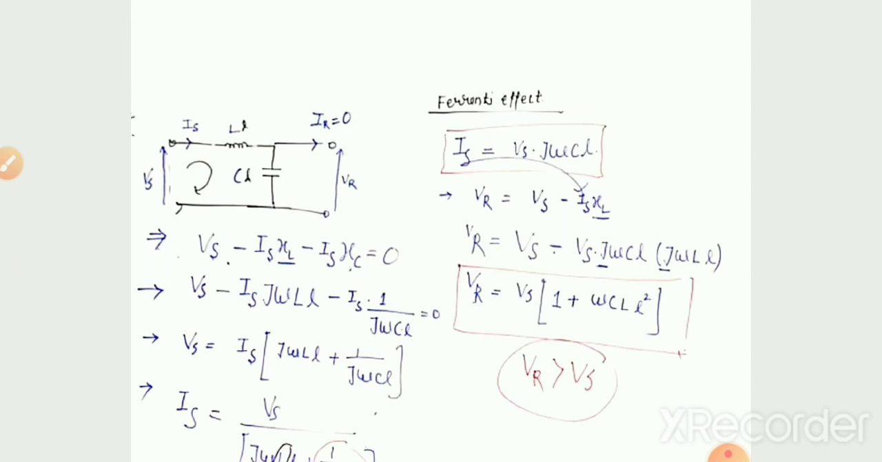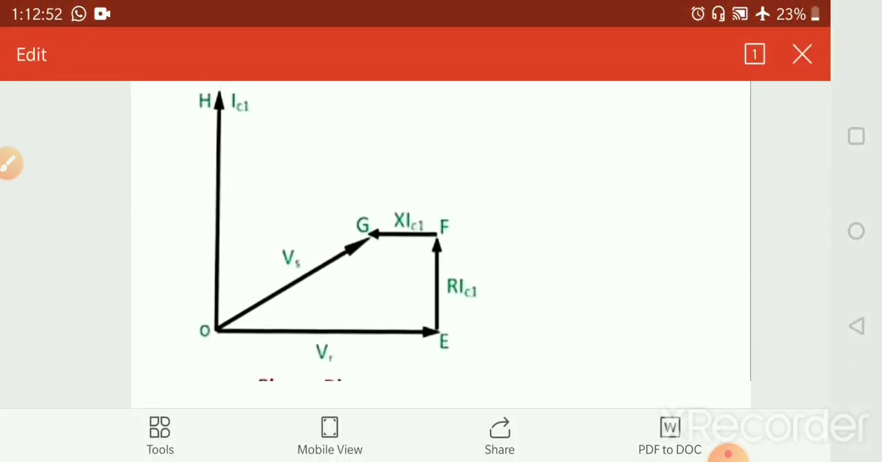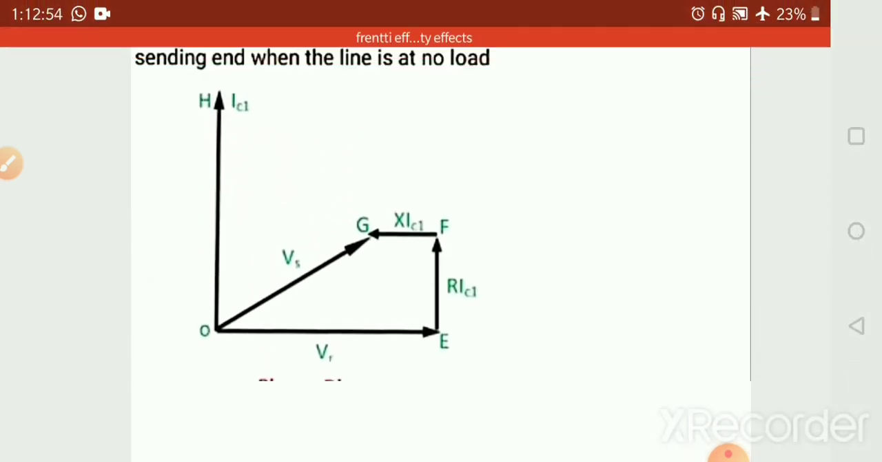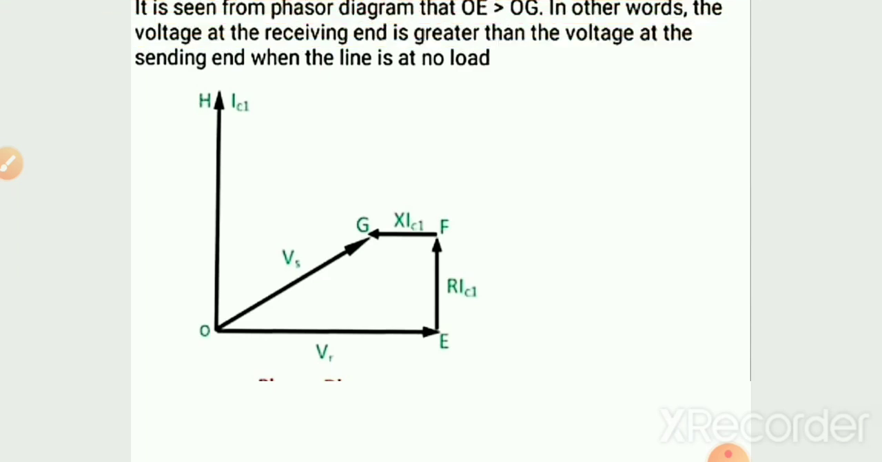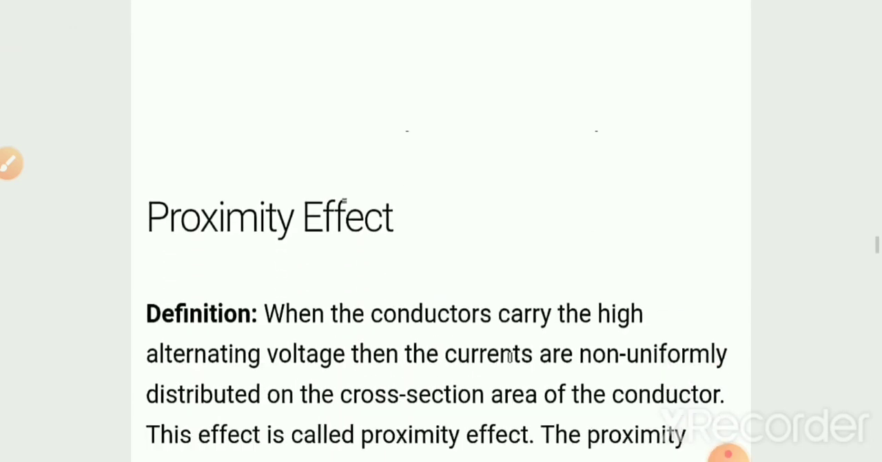Now by this we can also say that the receiving end voltage is greater than the sending end voltage. So we can prove by the mathematical equation that Vr is greater than Vs, and this is the phasor diagram method by which we prove that Vr is greater than Vs. So this is the Ferranti effect.